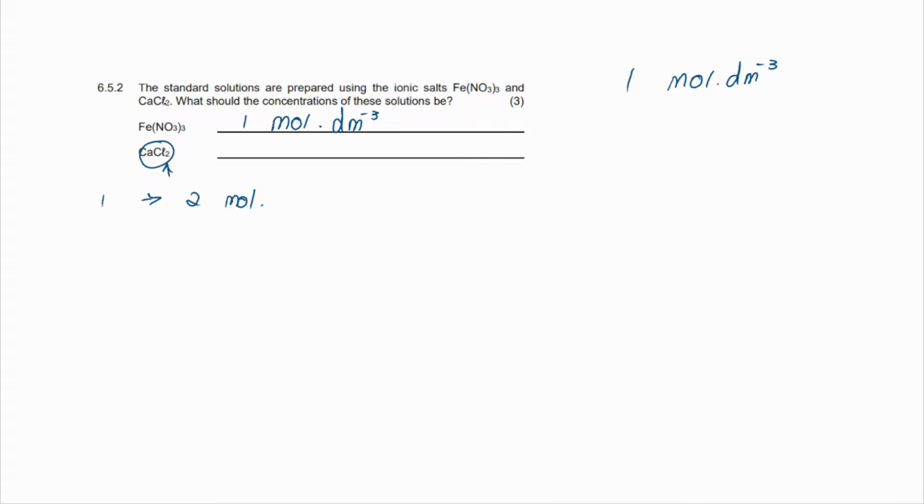So what we need to do is they're asking what should the concentration of this be? So it needs to be a half, right? It needs to be a half so we can get 1 mole on the other side. Okay, because of that mole ratio situation. But we also do need those units. So don't forget the units. You would lose a mark for the units if you don't include them.